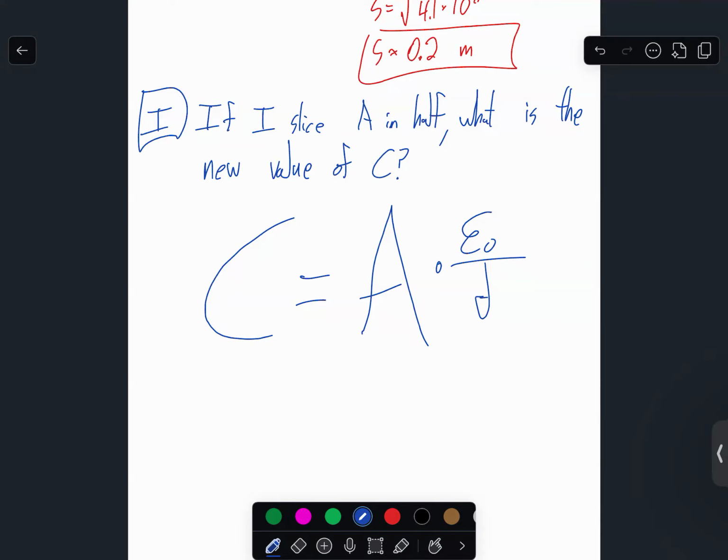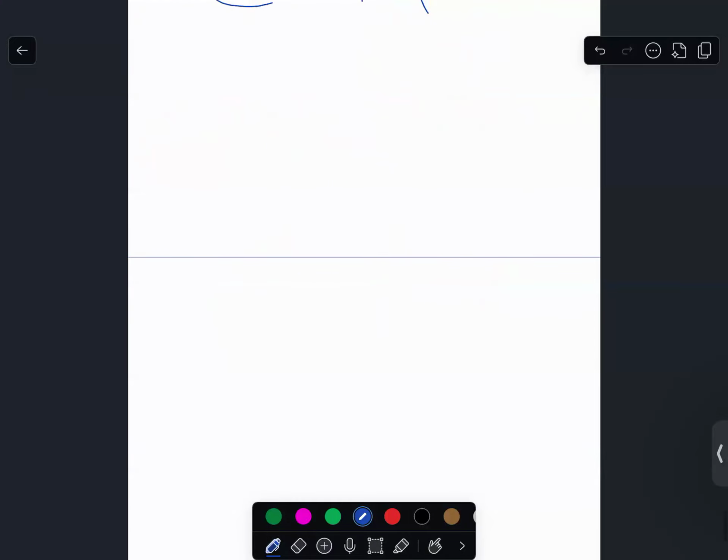The non-silly point is, let's start reasoning about ratios and proportions and not being a slave to your calculators. I see that if A halves, then C must be half as great, assuming the other quantities stay the same. This is called direct proportionality. I say capacitance C is directly proportional to the area of the plates.